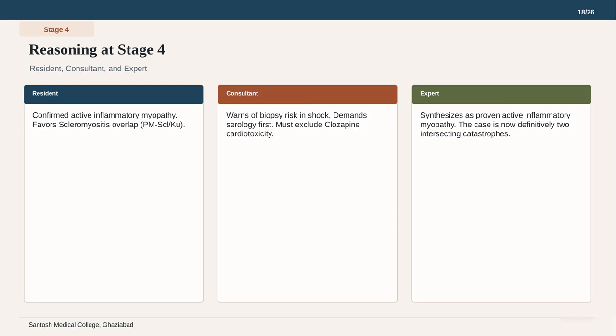The expert shown on the right synthesizes the data into a proven active inflammatory myopathy. They describe the case as two intersecting catastrophes, the hemodynamic failure from CTEPH and the neuromuscular failure from the myopathy. At this stage, the team is looking for a unifying diagnosis that can explain why an inflammatory-like myopathy is occurring alongside a monoclonal gammopathy and severe vascular disease. Our next teaching pearl will look at how we localize these muscle issues.